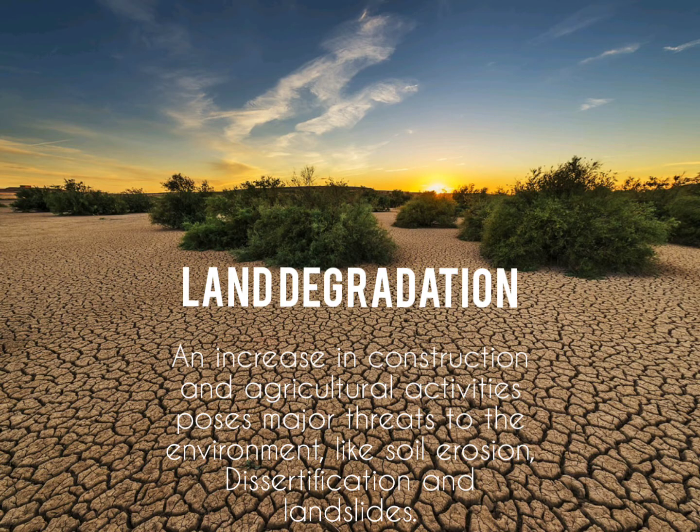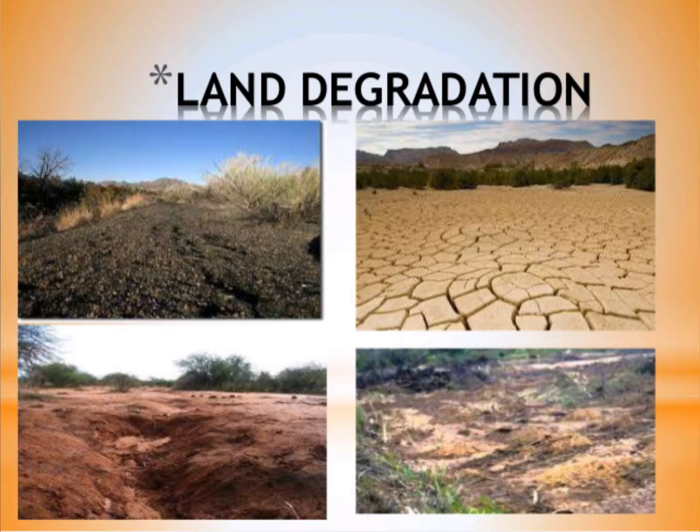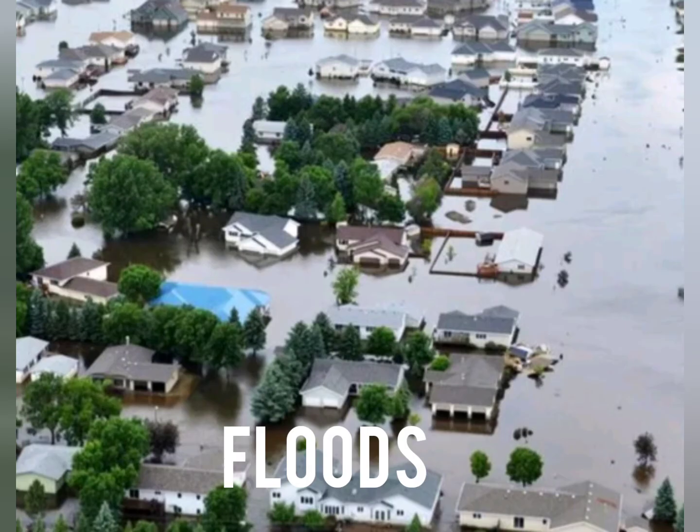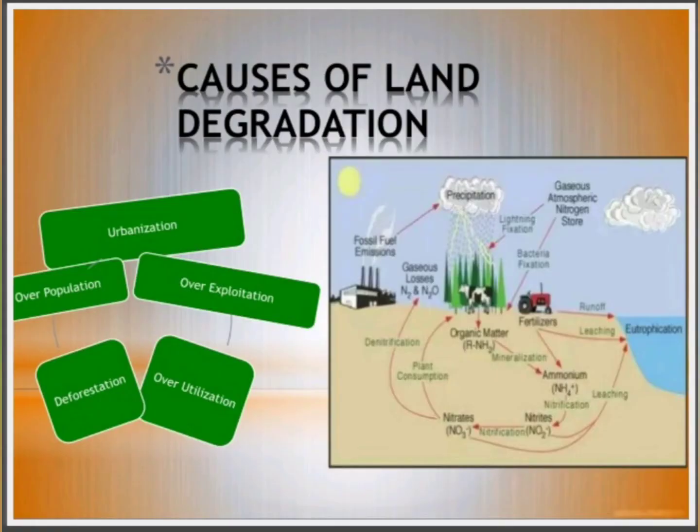desertification, and landslides. In short, land degradation is a change or disturbance of the land resources by the uncalled activities of human beings. This deterioration or disturbance of the land resource by human-induced activities leads to landslides, earthquakes, floods, etc. The causes of land degradation are urbanization, overpopulation, overexploitation, deforestation, and over-urbanization.